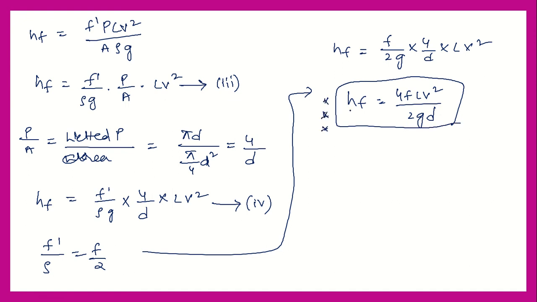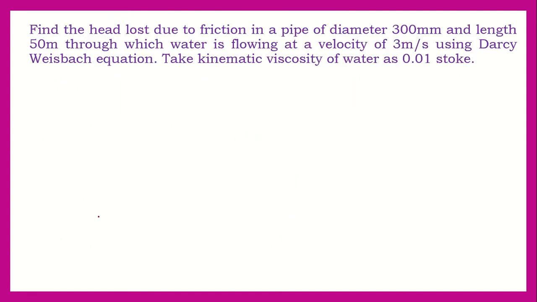This equation is used for calculating friction in pipes, loss of head due to friction in pipes. Let's solve some numerical problems related to the Darcy equation now. So let's see the first question on the Darcy Weisbach equation. Read the question: find the head loss due to friction in a pipe of diameter 300 mm and length 50 meters through which water is flowing at a velocity of 3 meters per second, using the Darcy equation.